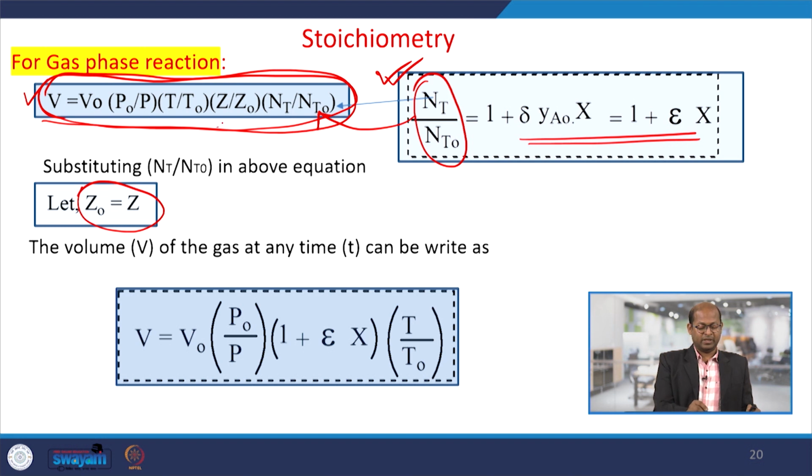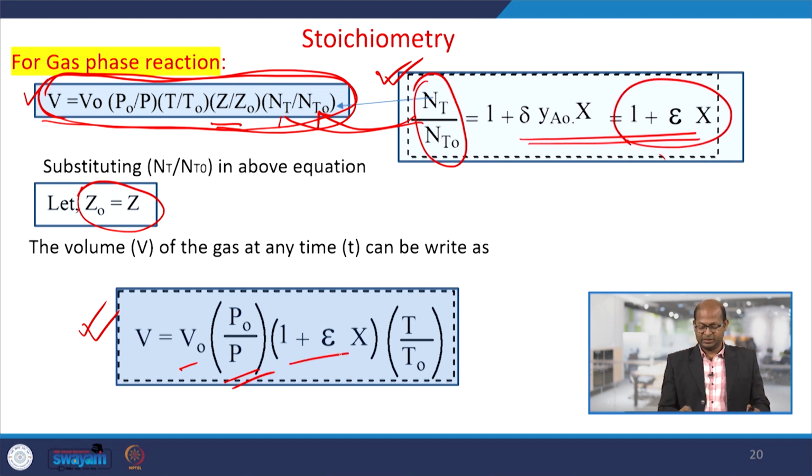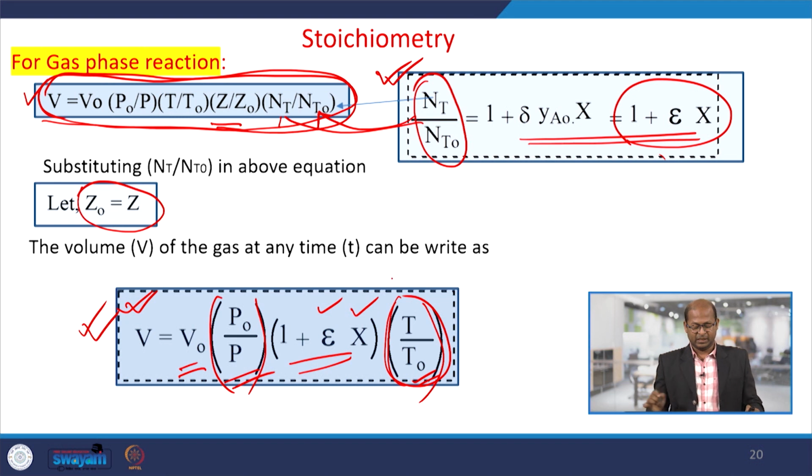So, then this part will be eliminated and this part will be substituted here. Then these equations we can write as V equals V naught, P naught by P, and the N T by N T naught we have substituted with this, and this temperature part would remain. So the volume change is a function of the initial volume, the pressure part, and the temperature part, the initial and the specified temperature, and this is the fractional volume change and this is the conversion.